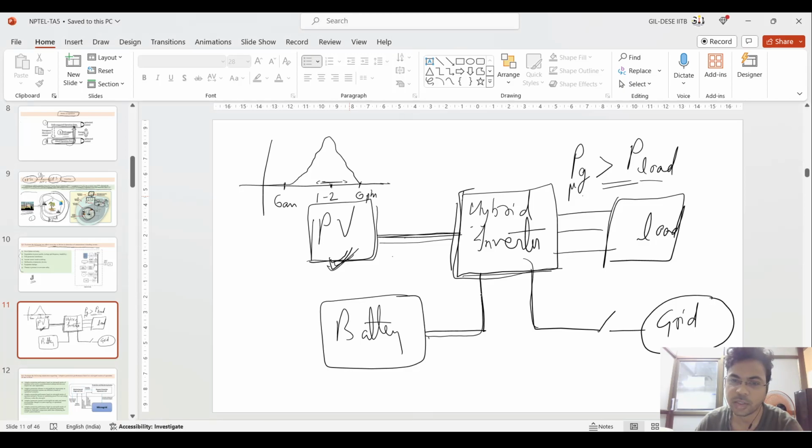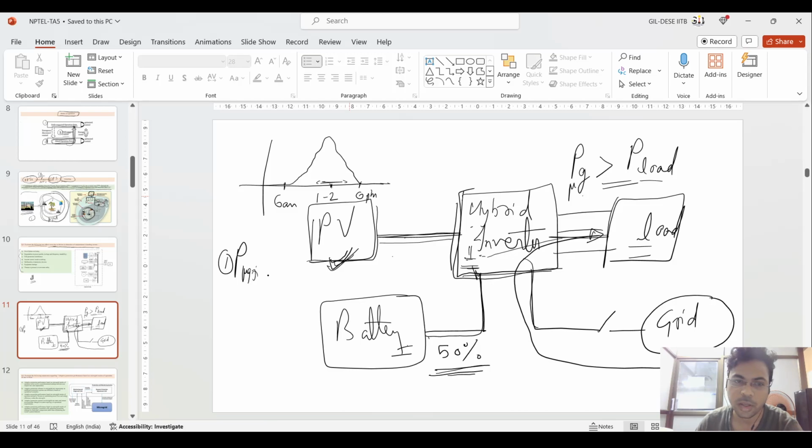Suppose this PV generation is low. What will it do? It will take power from the battery itself, maintain the point of common coupling capacitor voltage, and transfer this power to the load. There is a situation where the battery should not discharge below a certain SOC. Suppose this is 50%. If I have set that it will not go below 50%, and your load demand is high, what will it do? It will take power from the grid and transfer it to the load.